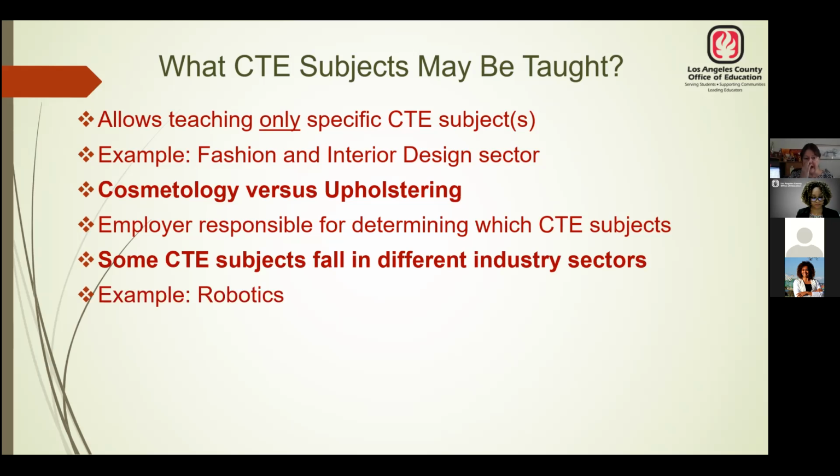Let me give you an example. Robotics is a good example. CTC has robotics as an occupation under three different sectors: engineering and architecture, information communication technology, and manufacturing and product development. Three different industry sectors. So how do we determine which one to put on that credential? Well, we look at their background. We're looking at what type of robotics experience they have, and that will determine which industry sector they will get on their credential.